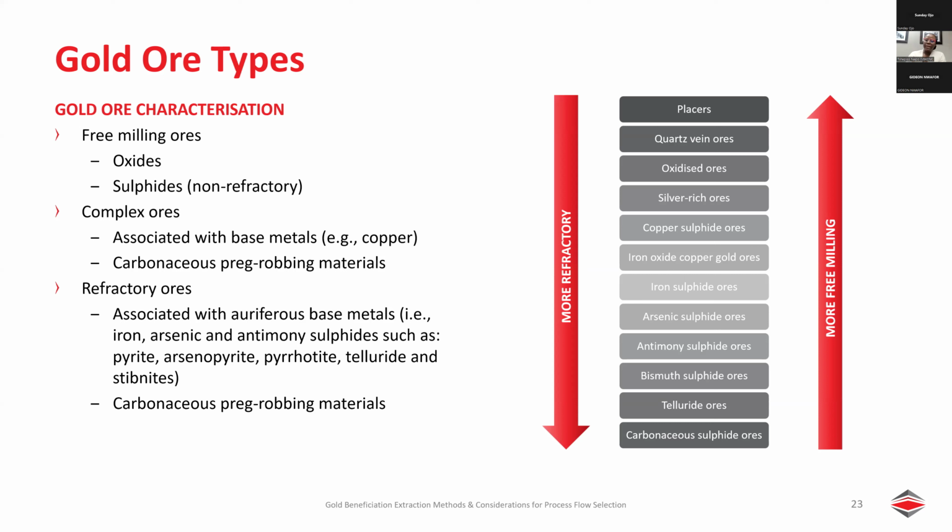So on the right, I'm showing a diagram that basically ranks the different types of gold ores in the order of increase in refractoriness from top to bottom. So we can see that placers and the quartz vein ores are less refractory, they're more free milling. Then your most refractory ore is your carbonaceous sulfide ores.